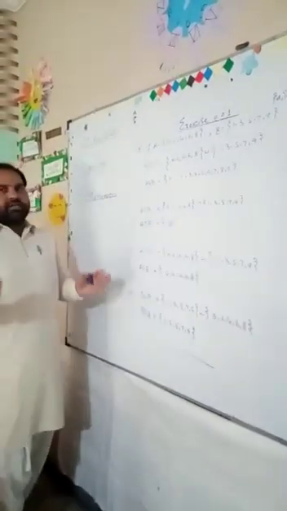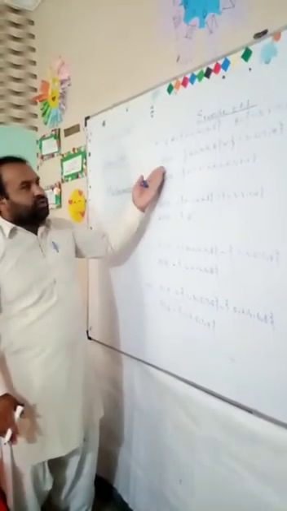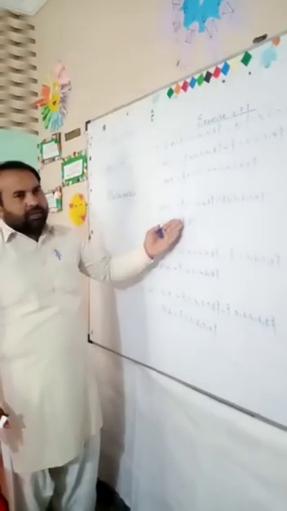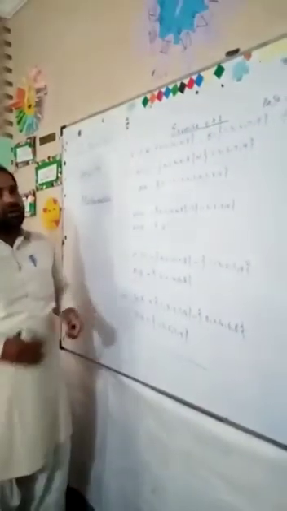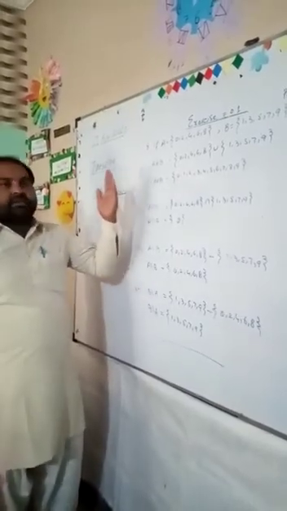I hope you understand all these sorts of questions. You know that union means all the numbers of two sets, intersection means all the common numbers, and difference means all the non-common numbers of two sets. I hope you will understand exercise number 1.